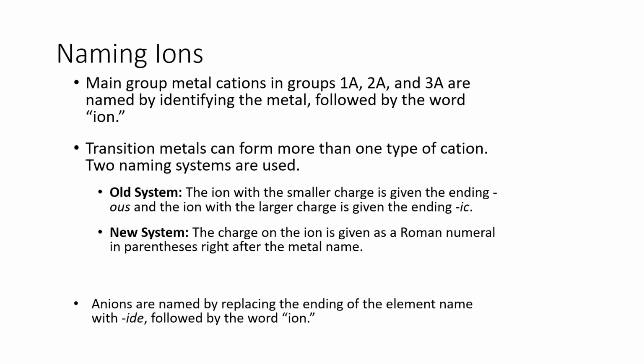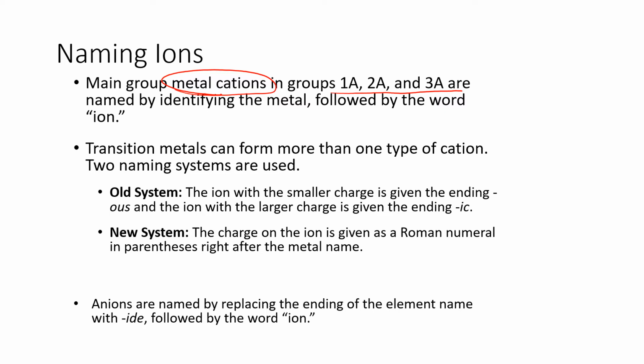All right, so now we know how to predict the charge of main group elements based on their position on the periodic table. Now we want to learn to name them. So when you're dealing with cations that belong to 1A, 2A, and 3A, you want to identify the metal followed by the word ion. And we'll do a few examples in a bit.